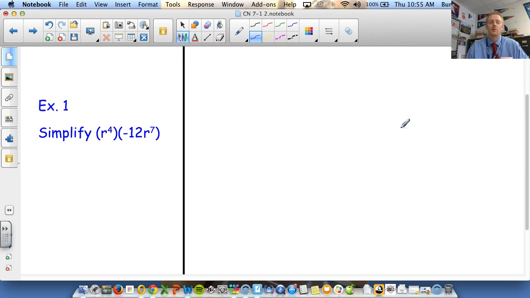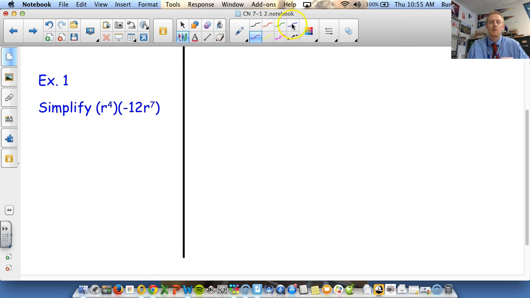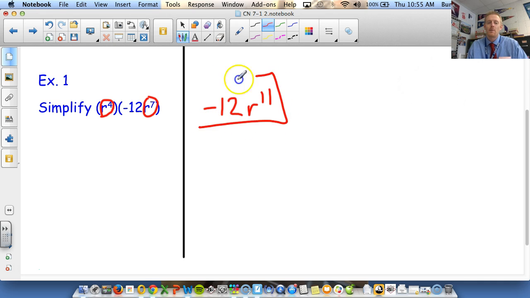All right, so let's get on to a real example that you might see from your textbook. If I have r to the 4th times a negative 12r to the 7th, it's very similar to when we talked about combining like terms. My r to the 4th and my r to the 7th are going to kind of go together. So I'm going to be stuck with, because this is just 1r to the 4th, a 1 times a negative 12, which still is a negative 12. And then an r to the 4th times an r to the 7th makes an r to the 11th, because we will add the exponents when we multiply. So then my official answer is a negative 12r to the 11th.